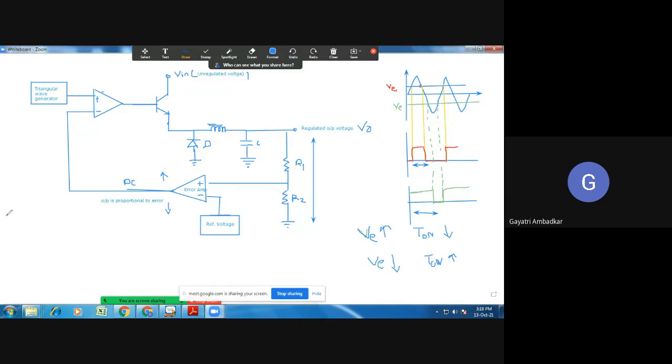So first case, let us consider that the regulator's output tries to increase. We want to understand how it is regulating, how it is maintaining output voltage constant. So let us assume the first case that your output voltage is increasing. It tends to increase. So because of this, what will happen to voltage VR2? It will also increase.